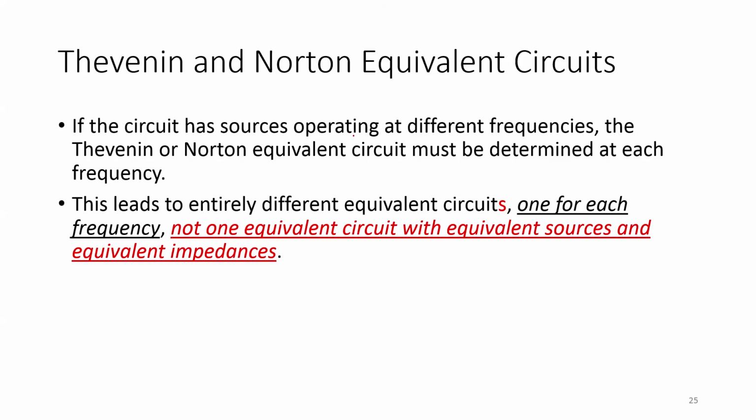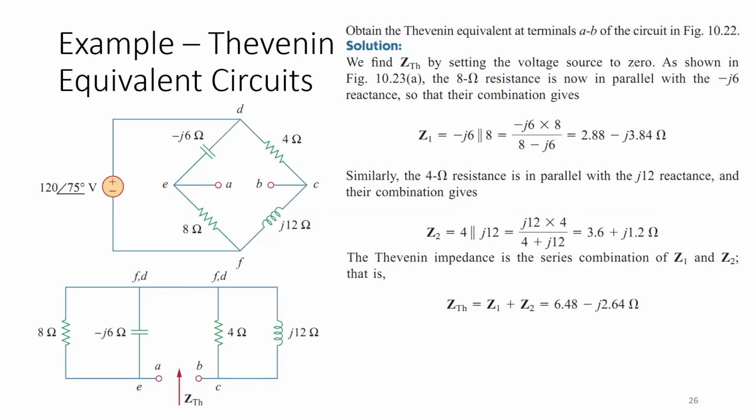So if the circuit has the sources operating at different frequencies, the Thevenin or Norton equivalent circuits must be determined at each frequency, and this will lead us to multiple circuits operating at different frequencies. We cannot get a single equivalent circuit. So just to look into further details of the Thevenin equivalent circuit, we just see this example.